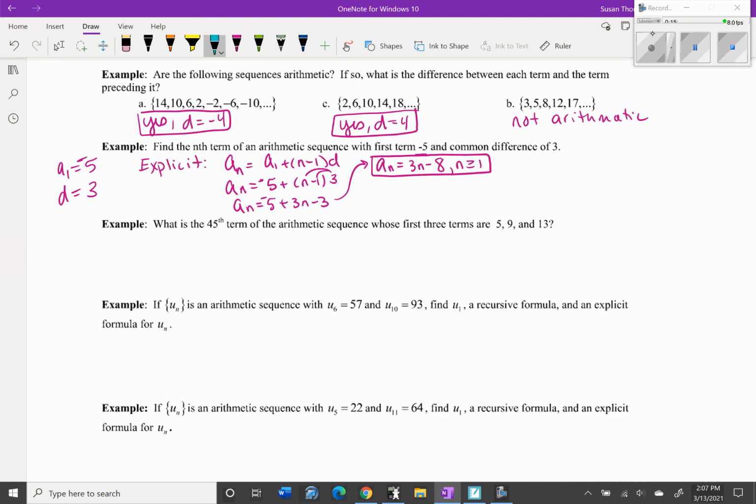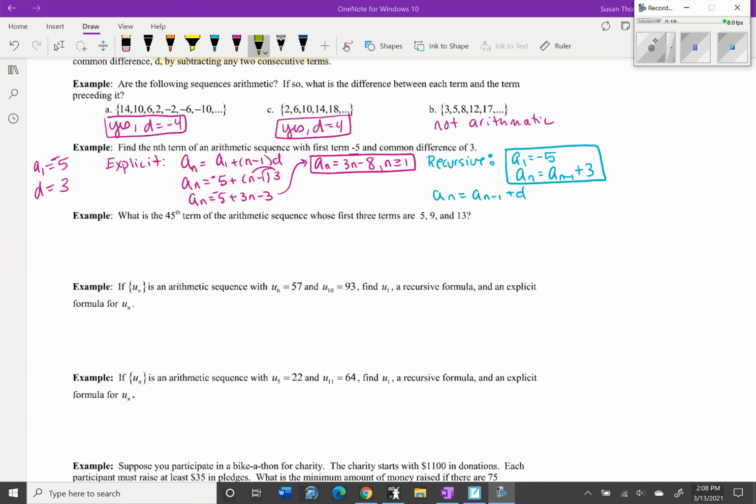Now I want my recursive form. So remember, for the recursive, you have to state the first term, a sub 1 equals -5, and then the formula is a sub n equals the previous term plus the common difference. So a sub n equals a sub n minus 1, and then plus 3. So now we have our explicit form and our recursive form.